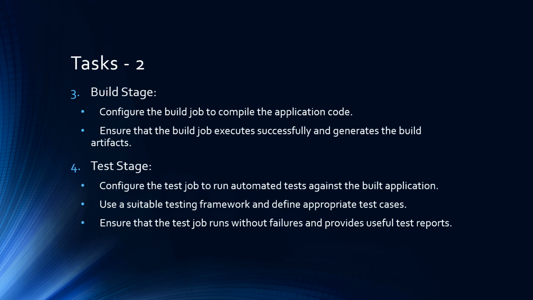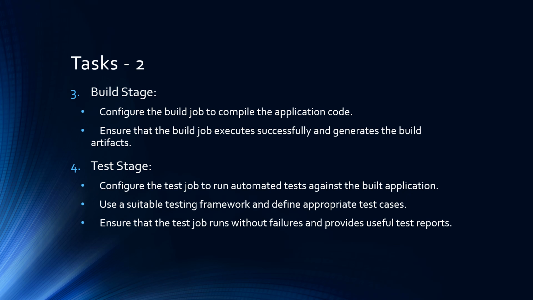Moving on to the build and test stages detailed in our slide. The build stage configuration requires you to set up compilation of your application code. This is where you'll specify how your application should be built, ensuring that it compiles successfully and generates the necessary artifacts for later stages. Looking at the test stage requirements, you'll need to configure automated testing that runs against your built application. The slide emphasizes using a suitable testing framework.